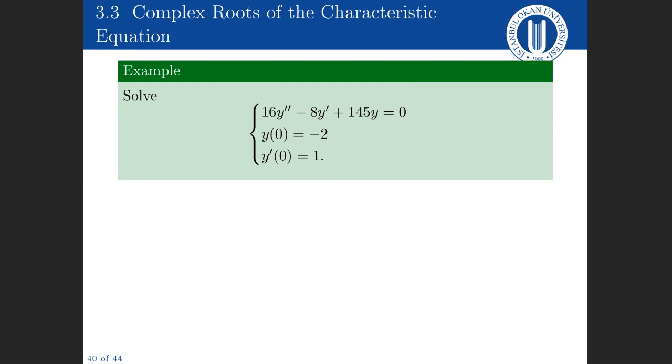Let's do an initial value problem. Solve 16y double prime minus 8y prime plus 145y is equal to 0 with the initial conditions y of 0 is minus 2, y prime of 0 is equal to 1. We need the general solution to the differential equation. We'll find that using the characteristic equation. And then we will find the constants c1 and c2 which satisfy the initial conditions.